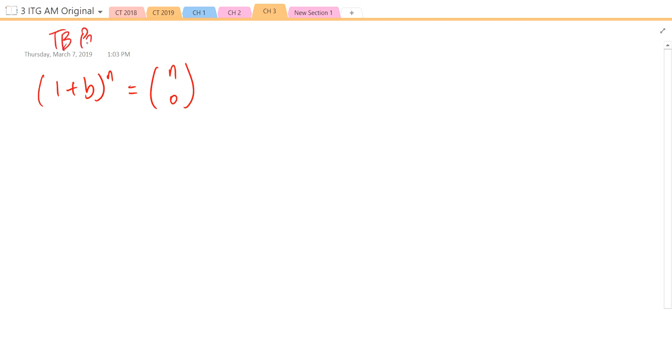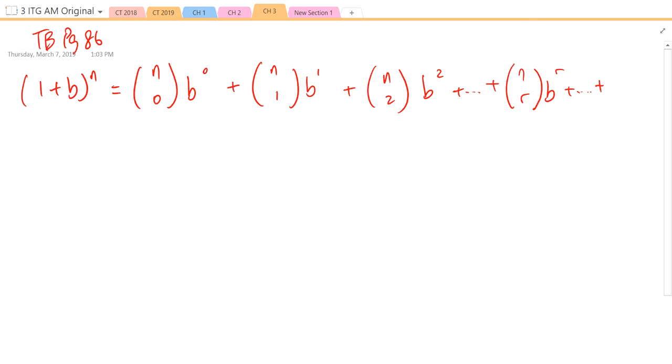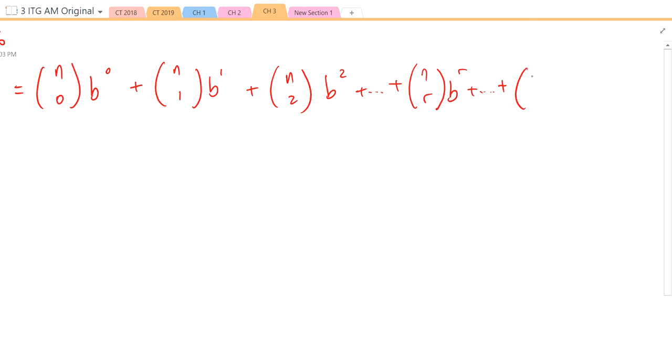Textbook page 86, yeah? So we've got, I want to include this, b to the power 0 at the bottom. Then plus n choose 1, b to the power 1, plus n choose 2, b to the power 2, plus so on and so forth, plus n choose r, b to the power r, plus so on and so forth. And the last one, we've got plus the last term, n choose n, b to the power n.